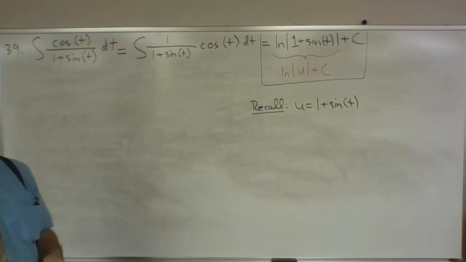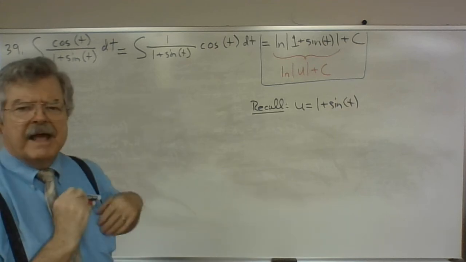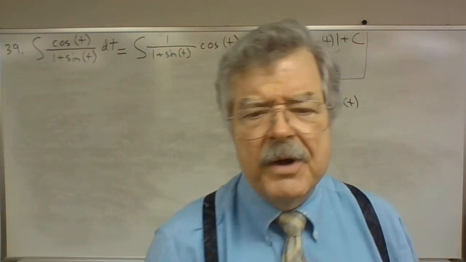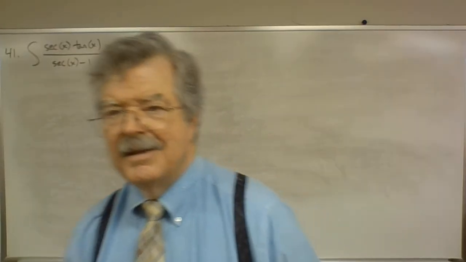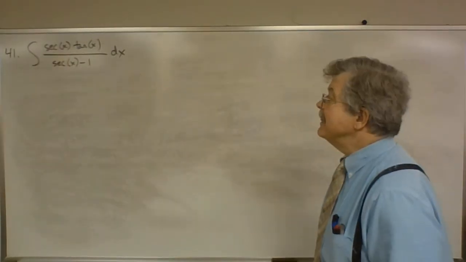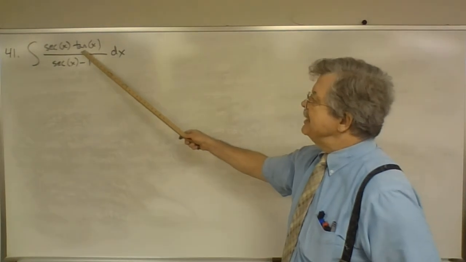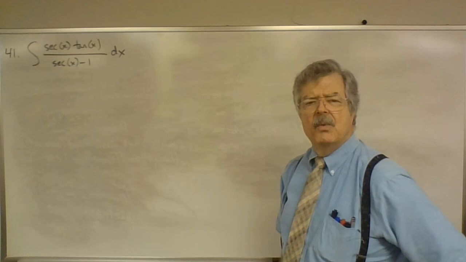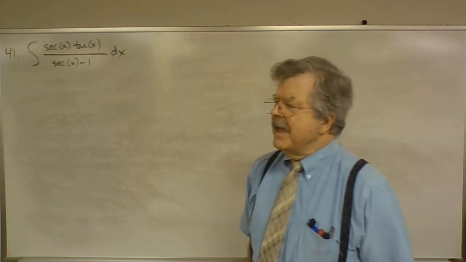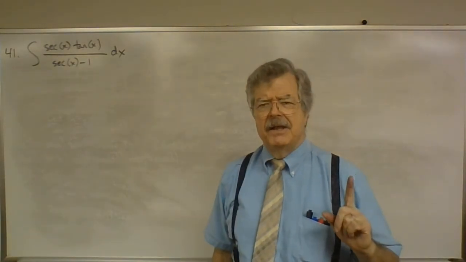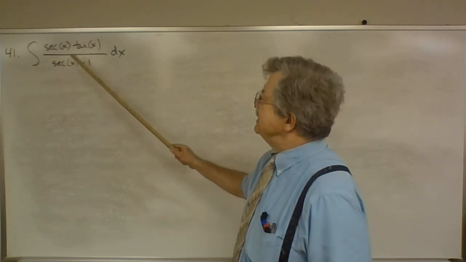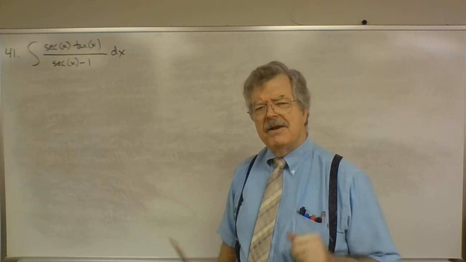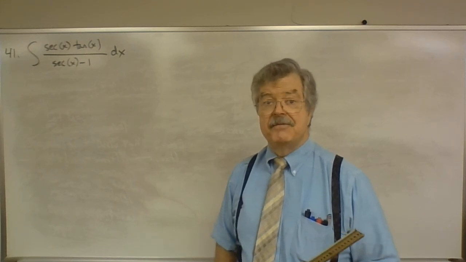Okay, but we've gotten a lot done today. Just one more exercise to do. It's number 41. Antiderivative of secant x tangent x over secant x minus 1. And something's ringing a bell here. Secant x tangent x, I recognize that as being the derivative of secant.